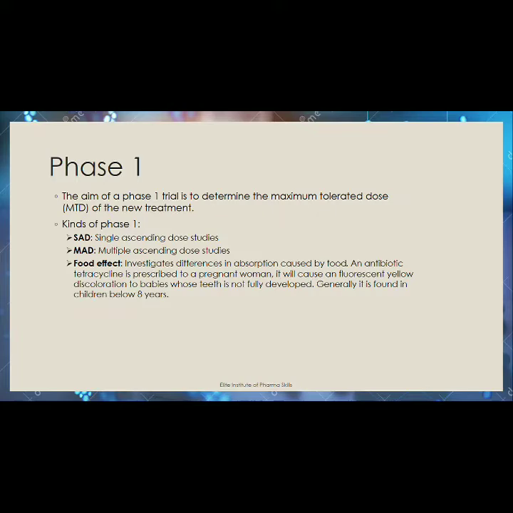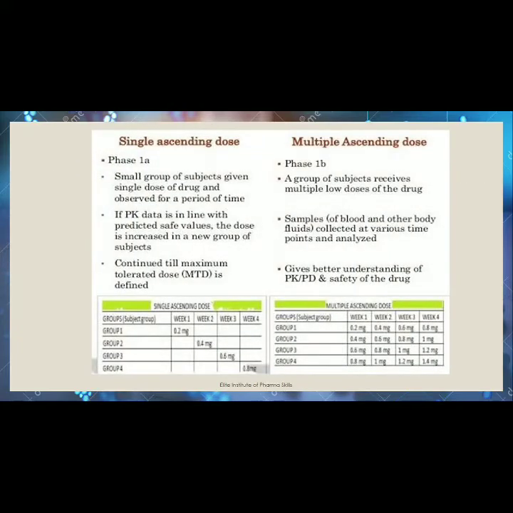Phase 1 is divided into two, phase 1A and phase 1B, where phase 1A is single ascending dose. Now let's differentiate between phase 1A and phase 1B. In phase 1A, a small group of subjects is given a single dose of a drug and observed for a period of time. Each cohort group is given a prescribed milligram dose to obtain the MTD.